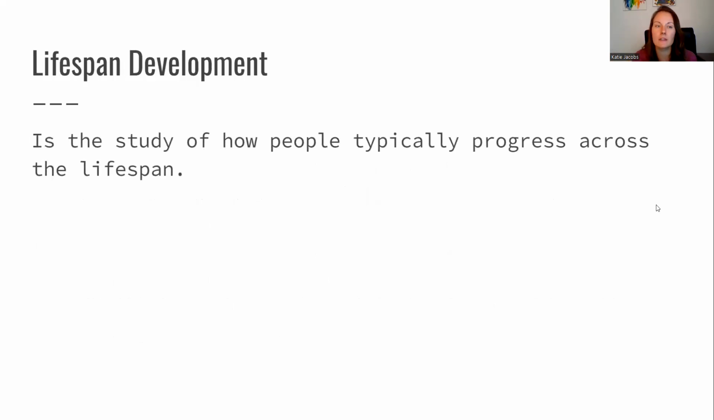So lifespan development, if I'm going to define it, is a study of how people typically progress across the lifespan. There is actually a range of what's considered typical for humans. So when we're talking about walking, which we'll go back over later in the class, not everybody walks right at 1 year old, right? There is a range of what's considered typical.